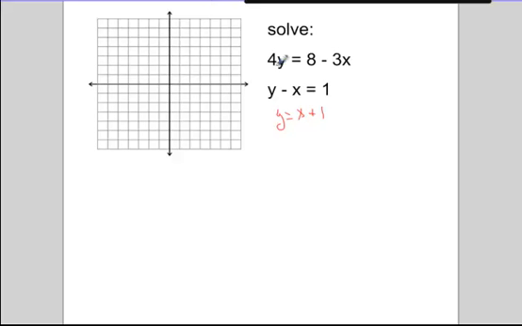Another one, divide everything by 4. I'm going to rearrange this side so that the slope part comes first. So I'm going to have y equals negative 3/4 x, and for my y-intercept, we're going to get 2. Okay, that's not too bad to graph either.